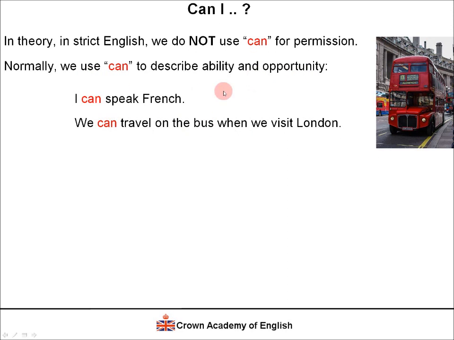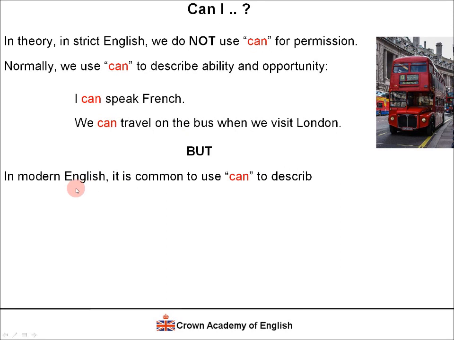And in theory, in strict English, we do not use can for permission. But, however, very important, this is in theory. This is strict English. But in modern English, in practice, it is common to use can to ask for permission, to describe permission. Example. So the form is can I followed by the base form of the verb. So it's the same form as may I.